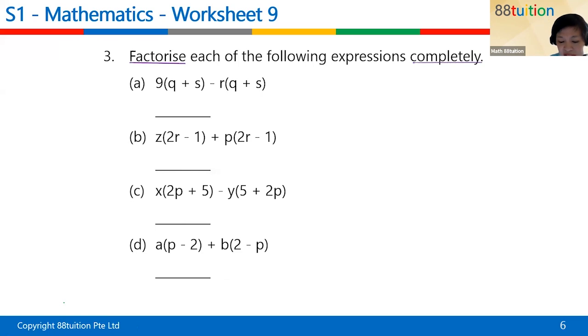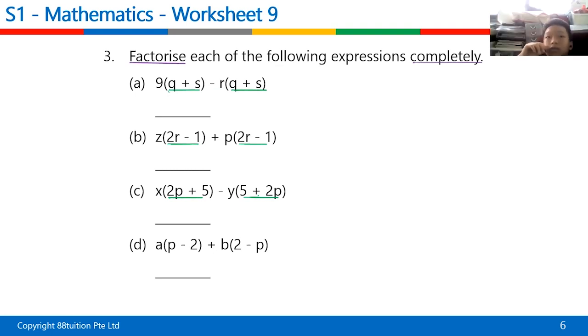Now, what is the common thing here? You have some common terms like Q plus S and Q plus S. You have 2R minus 1, 2R minus 1. You have 2P plus 5, 2P plus 5. Can you tell me what is the common term here for D? I'm talking about part D here. I just said B, P.